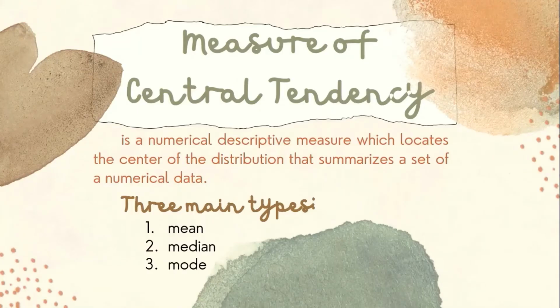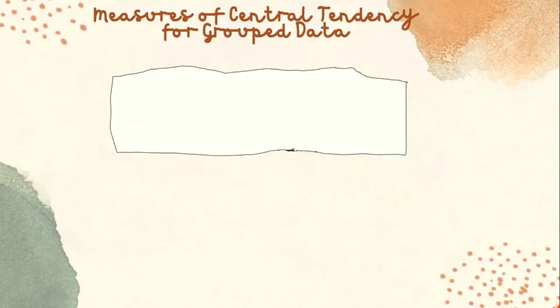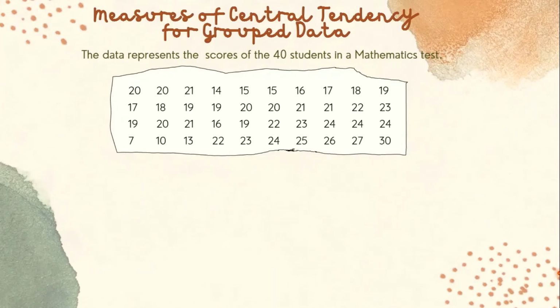This time, we'll be finding out the measures of central tendency, the mean, median, and mode for the grouped data. When we say group data, we are pertaining to the data that are bundled together into categories. Let's have a sample word problem. The data represents the scores of the 40 students in a mathematics test. Ito yung ating set of raw data wherein ang ating end value ay 14.